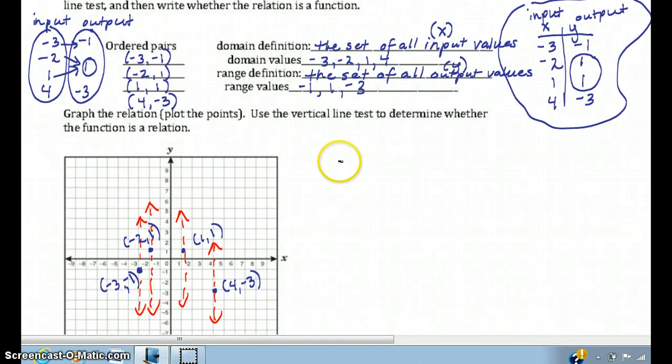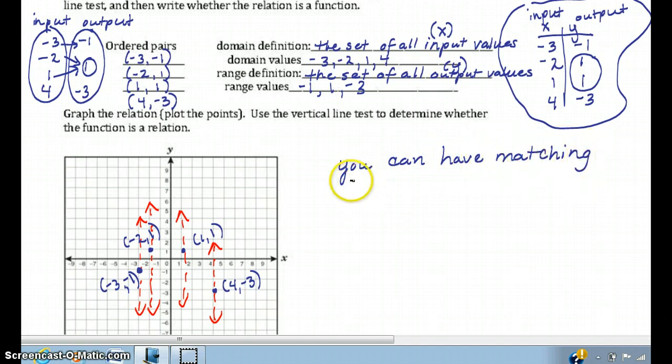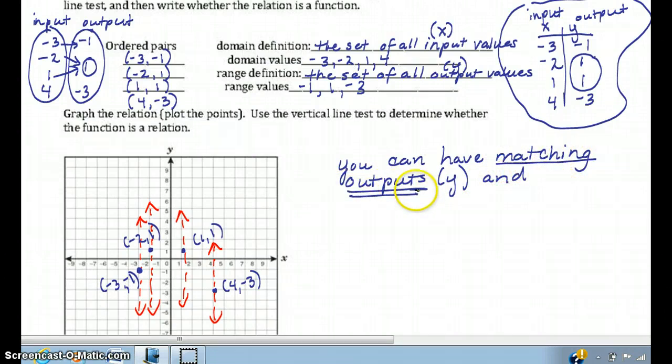So you can have matching outputs. Those are your y's. That's okay. Because those form a horizontal line. You can see that there's a horizontal line right there. Horizontal lines are fine. So you can have matching outputs. They can be on the same line horizontally. So you can have matching outputs, y values, and it is still a function.